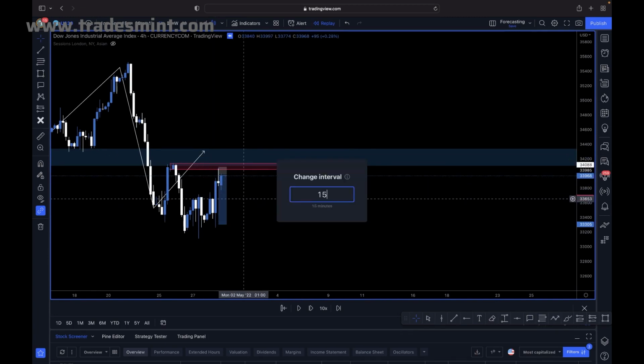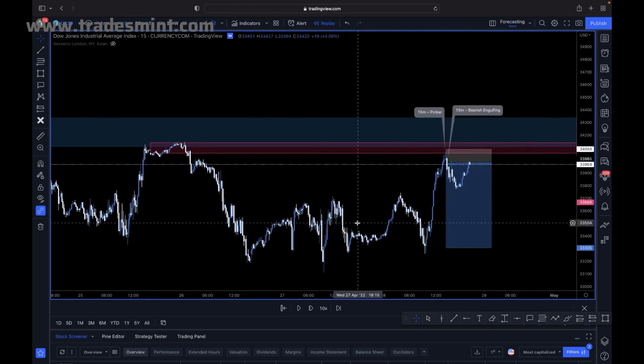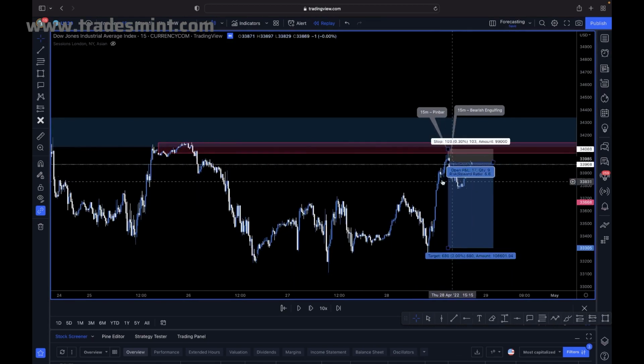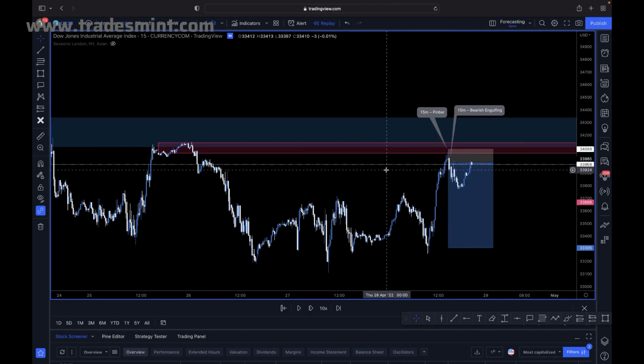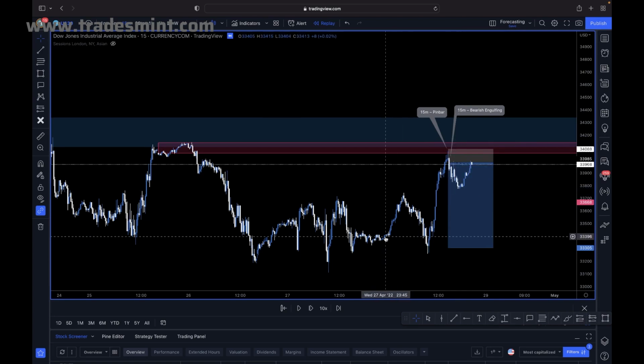We good. 15-minute. So what I'm going to do is get the 15-minute here and say, okay, this is my entry. There's going to be a 5-minute break of structure here as well that we can't see, but also we had a 15-minute break of structure here. So that's another great confirmation. Normally what I do is 15-minute candle, 5-minute break of structure, A setup. If I get a 15-minute break of structure, that upgrades the setup to an A plus setup.